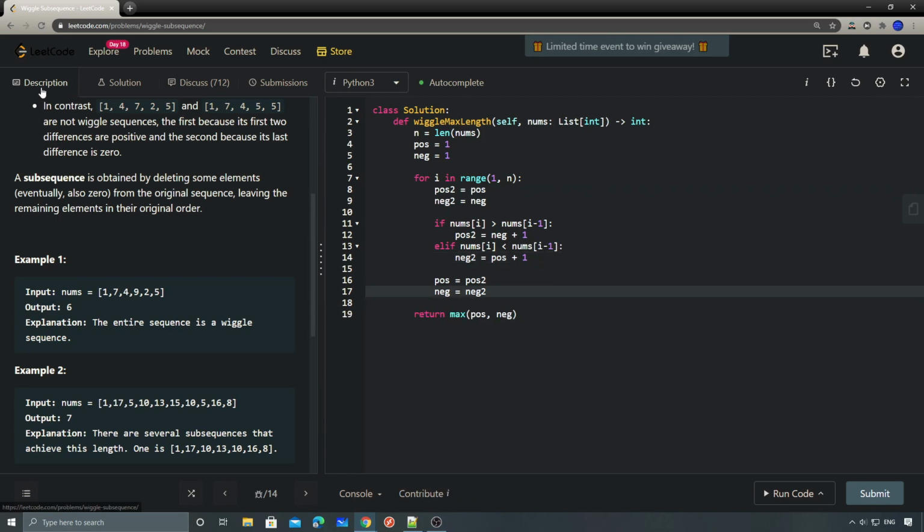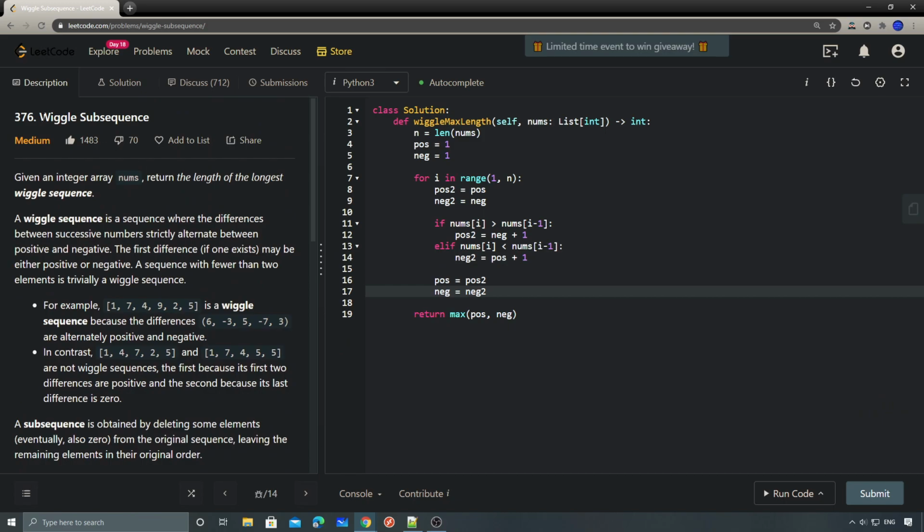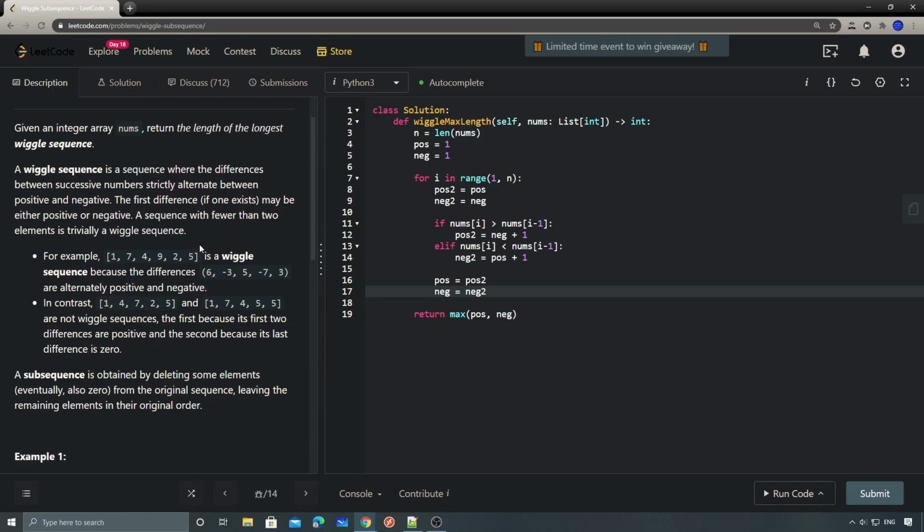Cool. Yeah, I think that's it for this problem. It's like a little bit of a variation of the LIS, but actually a little bit simpler, because in the end all we care about is the current i and the i minus 1 numbers. From those two numbers, we can easily accumulate the longest subsequence whose last difference is positive, or the one whose last difference is negative. And then in the end, we just need to get the maximum between those two values.